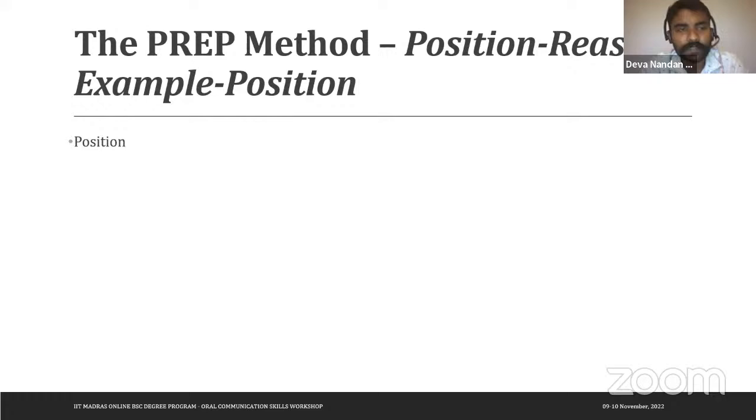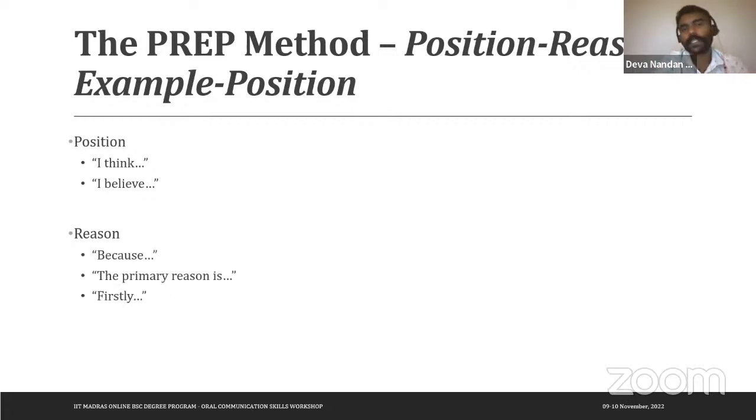So the phrases that we can use here, when you're using the different layers of the position, reason, example, and position method, the PREP method, are these. When you're stating the claim for the first time, you say I think or I believe, or something like that. Then you state your reason, of course. And when you're stating your reason, you can say the primary reason is, or firstly, or secondly. These are the phrases that you can use for stating your reason.